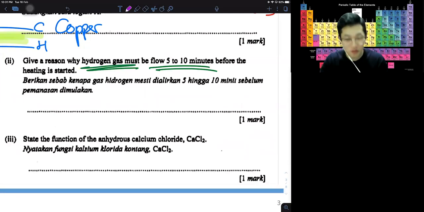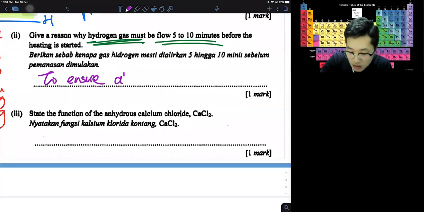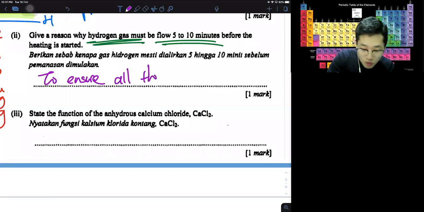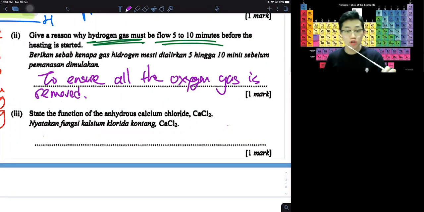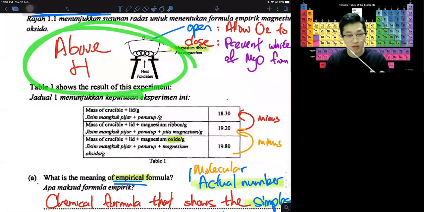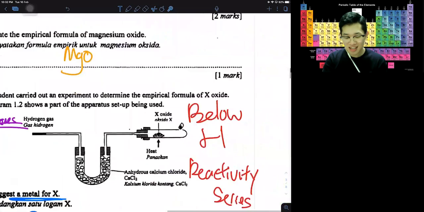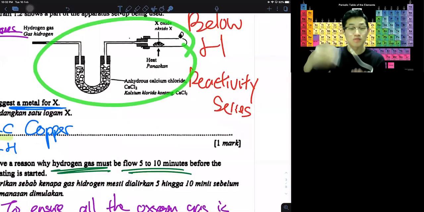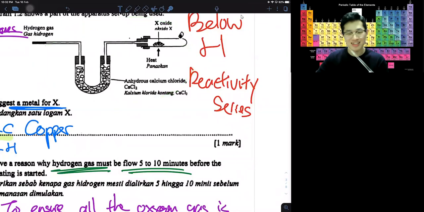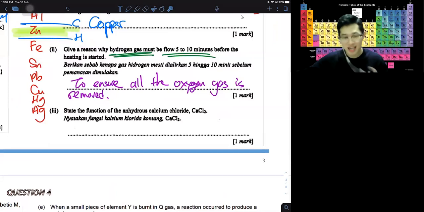Why hydrogen gas must be flow 5 to 10 minutes? It is to ensure all the oxygen gas is removed. Okay, you want to remove all the oxygen gas. When need to use above? Above this one. Open, close, you use above. And then this one, you use below. Okay, below. Can say air instead of O2? Cannot.